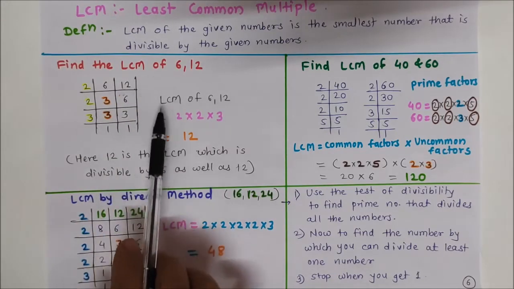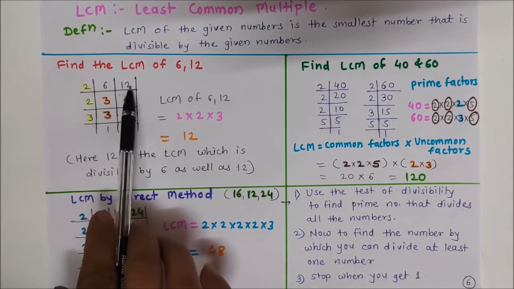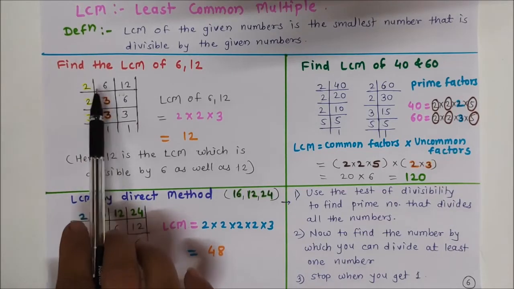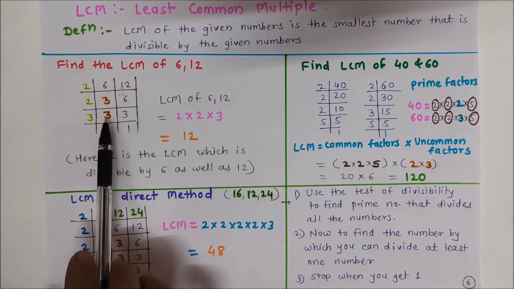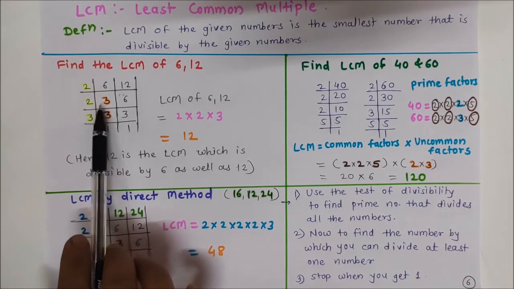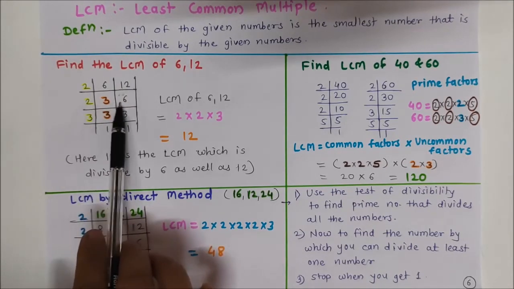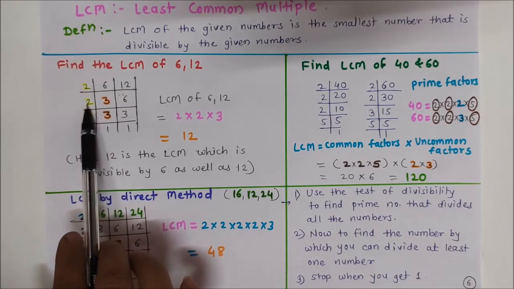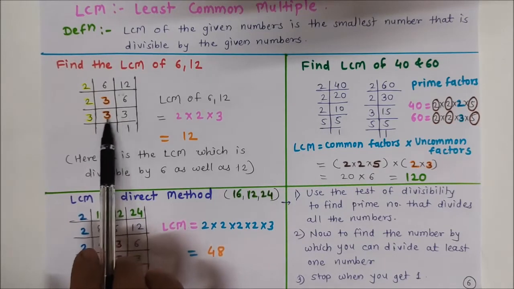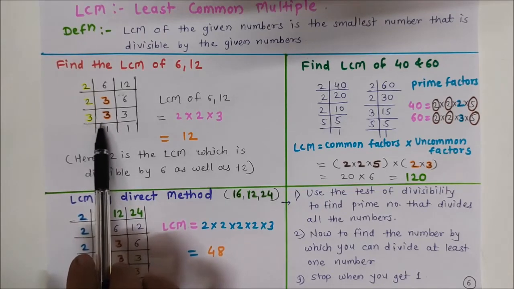Here we can use the direct method. So we take 6 and 12 at a time. 6 and 12 are even numbers, that's why they are divisible by 2. Here 2 3s are 6 and 2 6s are 12. Now find a number by which you can divide at least one number. So here we take 2 because 6 is divisible by 2. So 3 write down as it is. 2 3s are 6. Here both sides 3 is there, that's why it is divisible by 3.